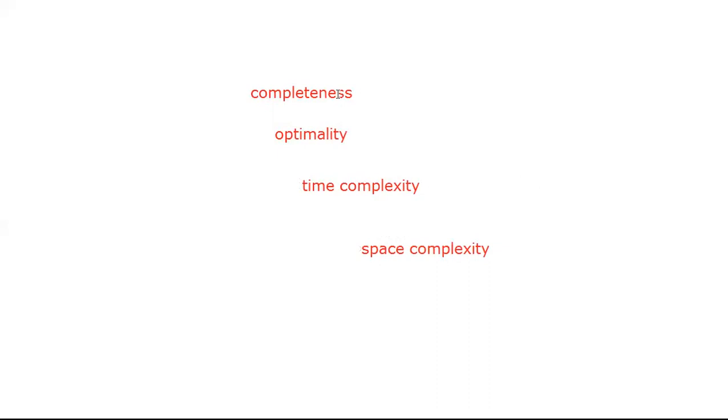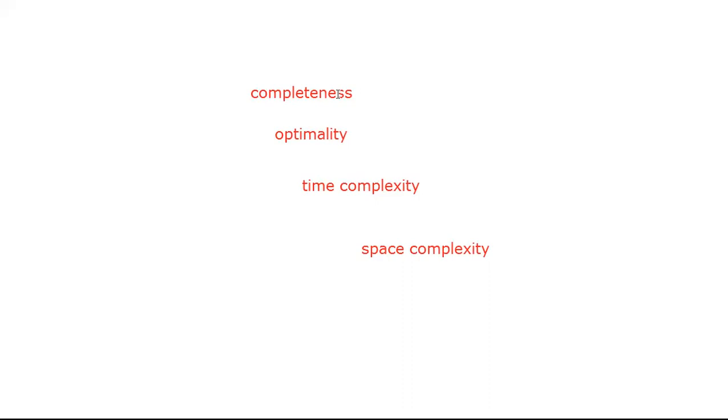Completeness refers to this: if you apply a certain algorithm or strategy to a problem, and if a solution is there, your strategy must find the solution. If this happens, then you can say that particular strategy or algorithm is complete. If a solution exists, your algorithm must find the solution. That is completeness. What is optimality? Optimality is called the least cost solution.